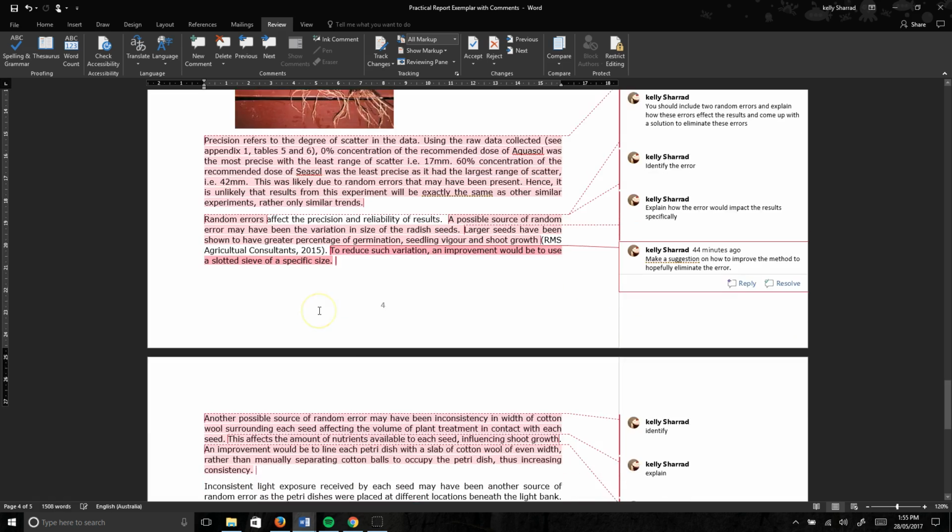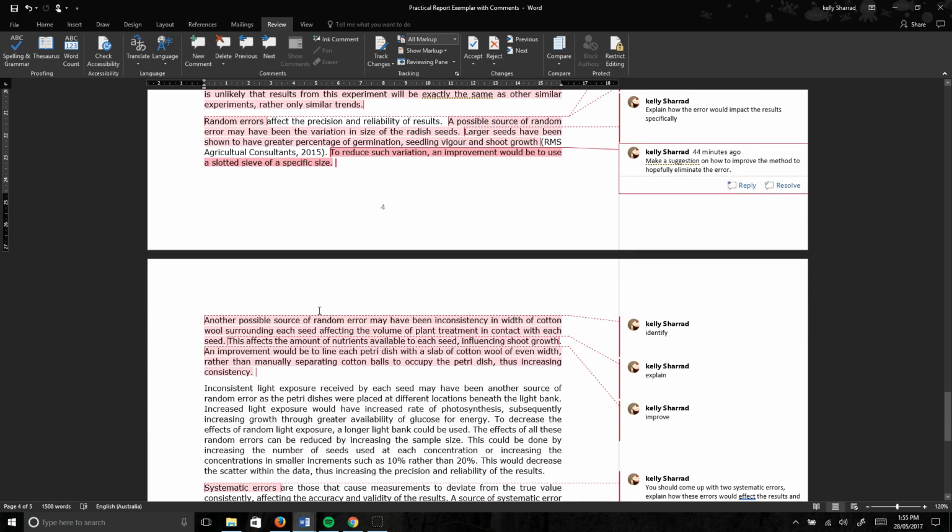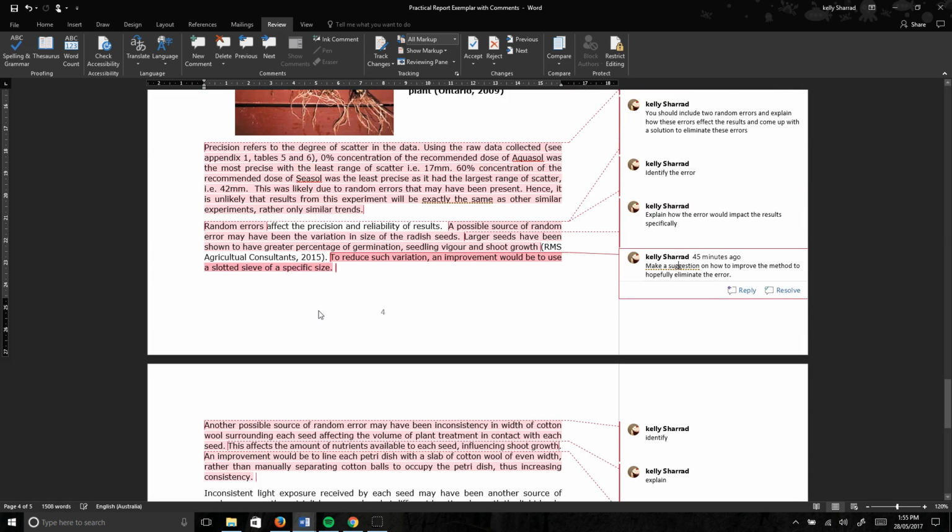Now, the next step is identifying random and systematic errors. I would like to see from all of you 2 random and 2 systematic errors. The process of discussing a random error is you need to start by firstly identifying the error. So this person here has said a possible source of random error may have been a variation in size of the radish seeds. Okay, so she has identified the error. Then she's gone on to explain, well, how does this actually impact the results?